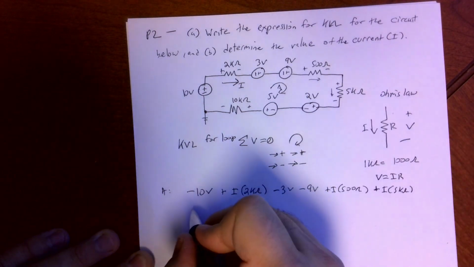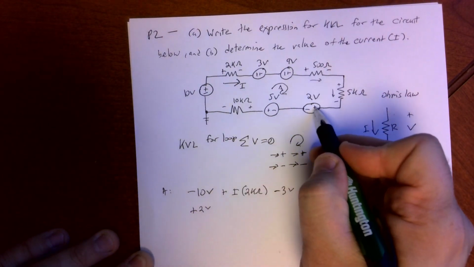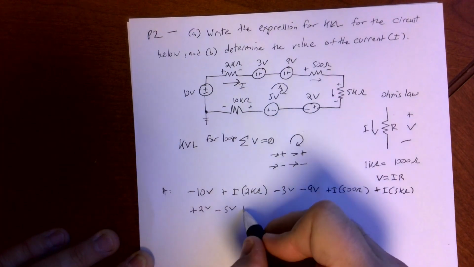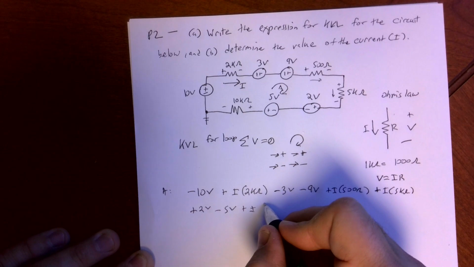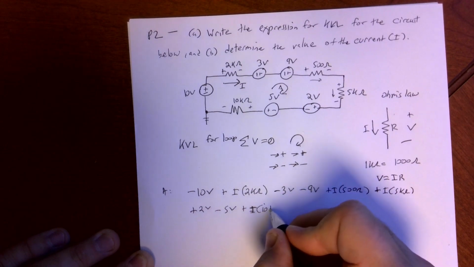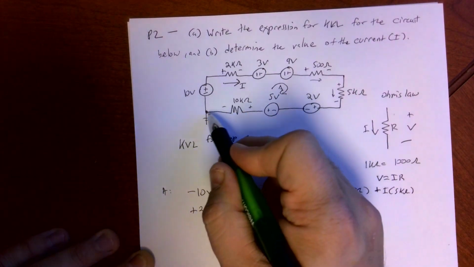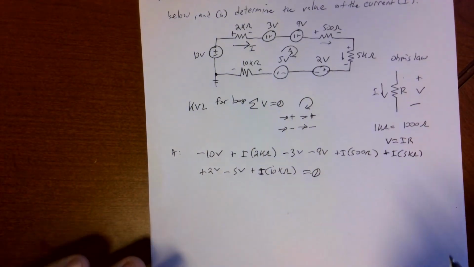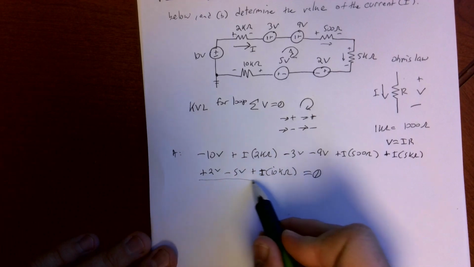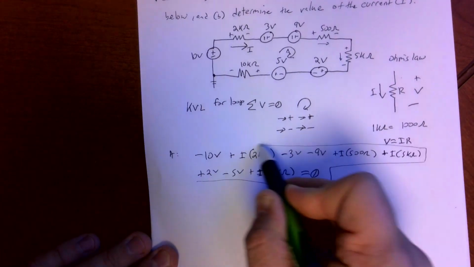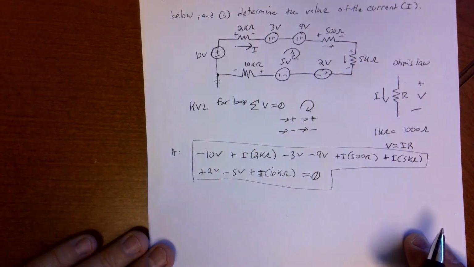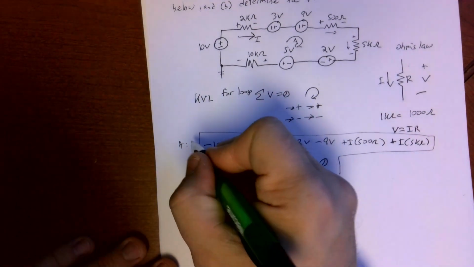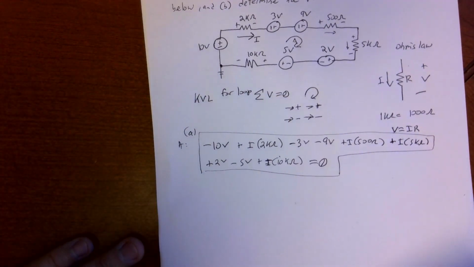Then come around here, then we say plus 2 volts, right, because we hit a plus first. Then minus 5 volts, and finally plus I times 10 kilo ohms, and we come back there, so that's going to all be equal to 0. Okay, so here is our KVL expression for that loop. And that's really part A then, right? If we write our answers at the bottom.